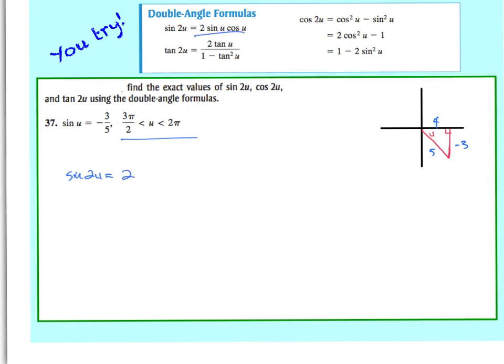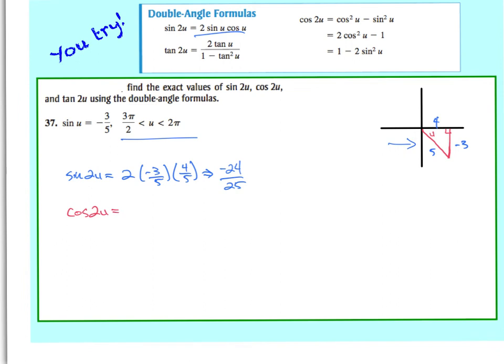So now I have 2 times. What's the sine of u on this one? Negative 3 over 5. And then the cosine of u would end up being 4 over 5. So then we got to do a little bit of math, and what do we get? All right, pretty good. And then cosine of 2u.